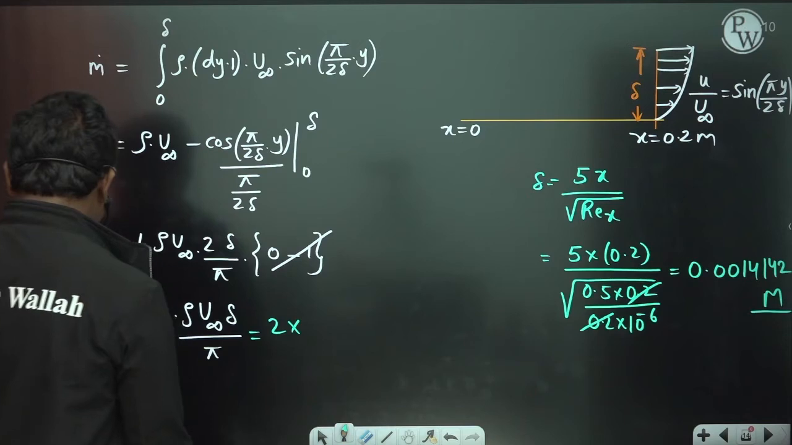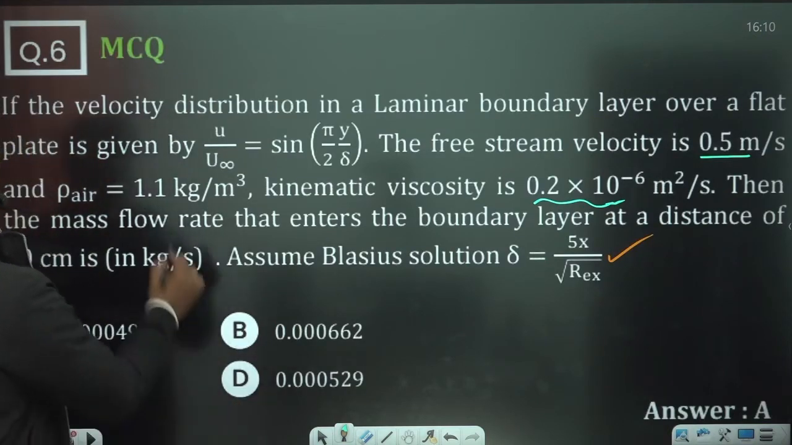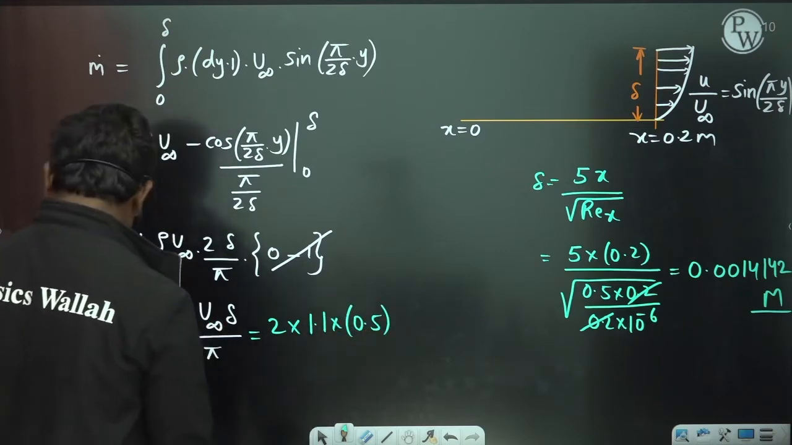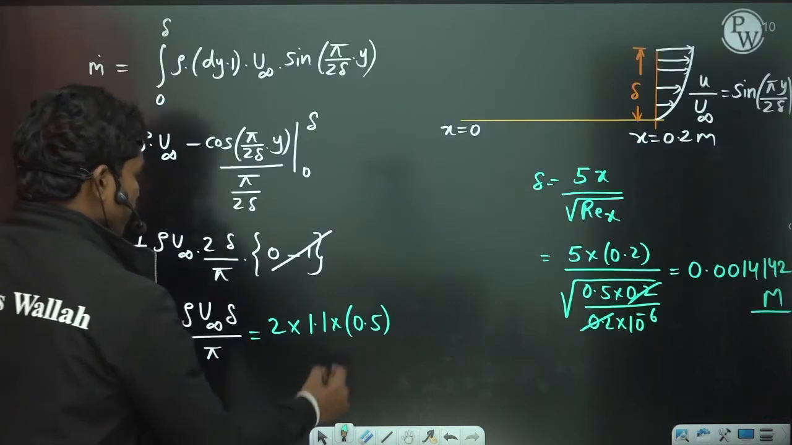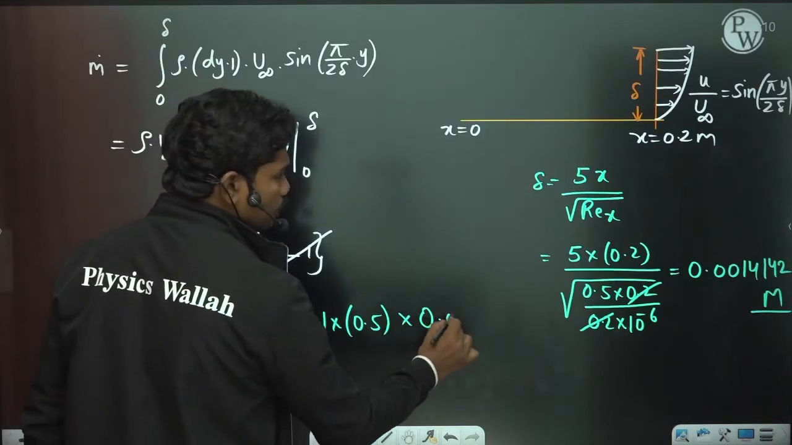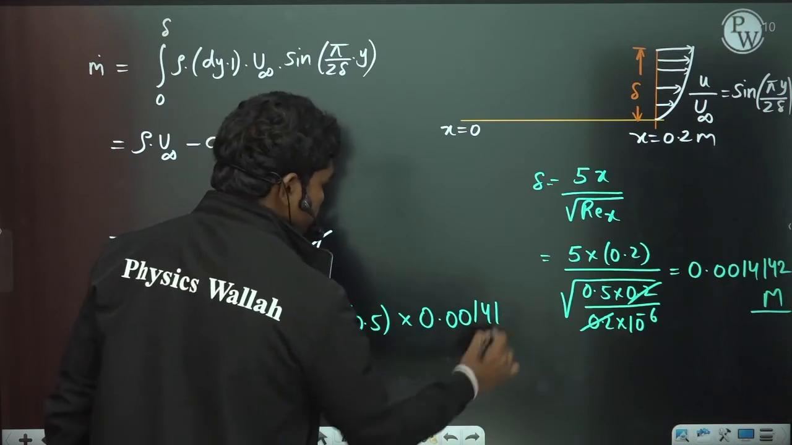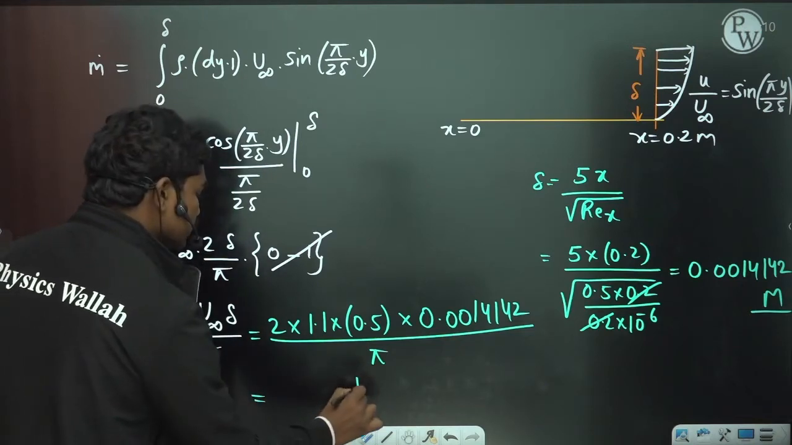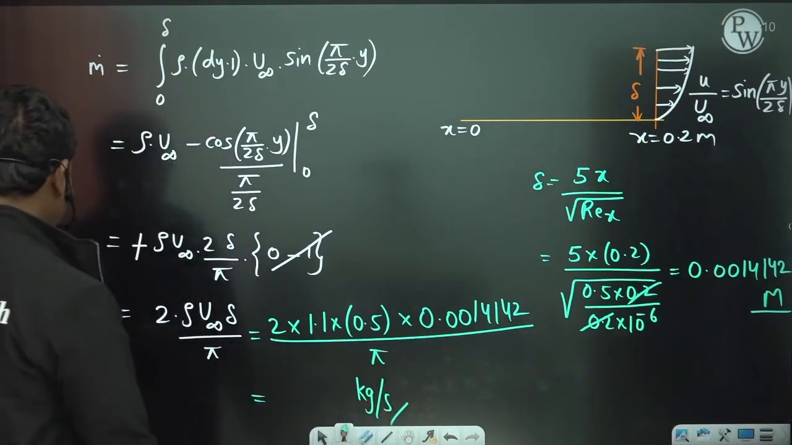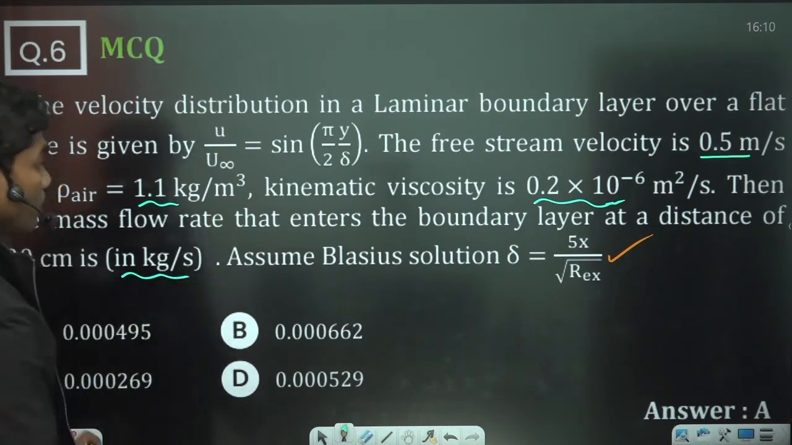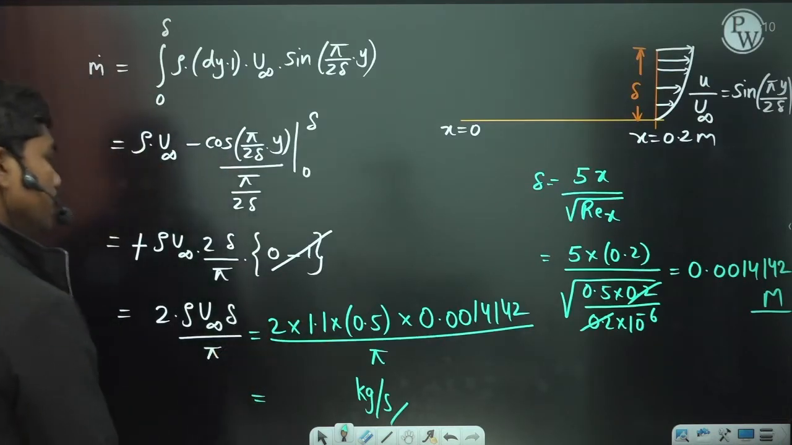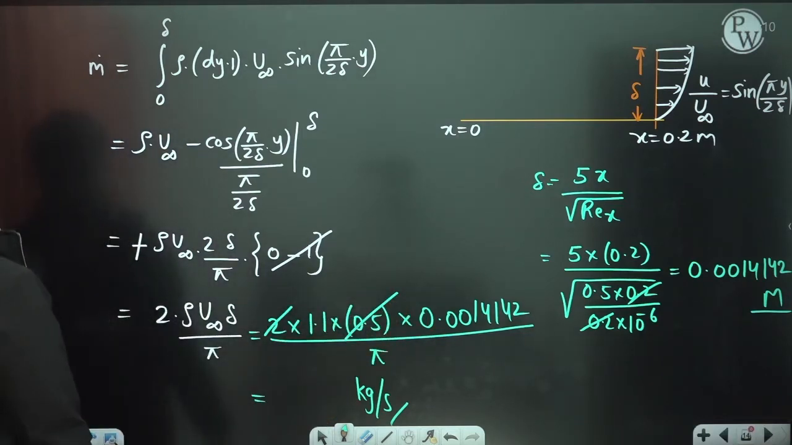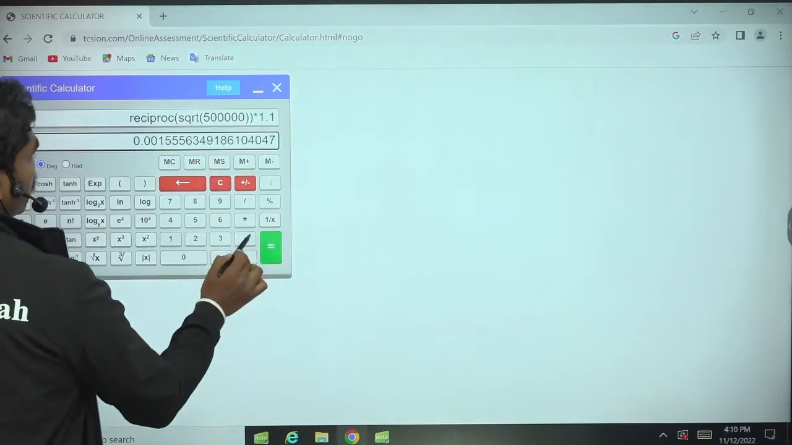2 into the density of the flow. How much is the density of the air? 1.1. So 1.1 into u infinity, 0.5 is what they have given you, the free stream velocity, multiplied with delta, 0.0014142, divided by pi. This is the answer in kgs per second, because we are calculating the mass flow rate. Let us simplify and substitute here. 2 and 0.5 cancel, so that is 1. So 1.1 into this value divided by pi.